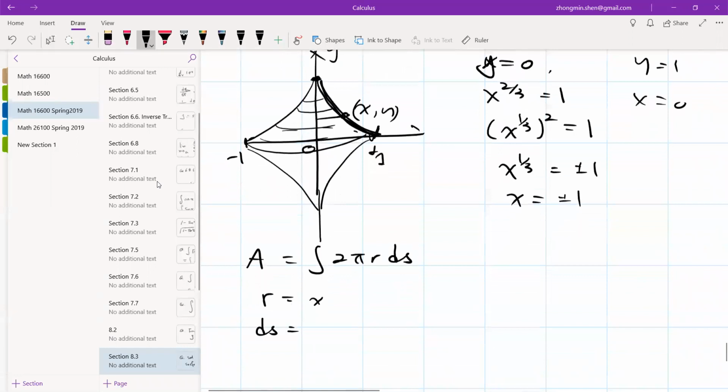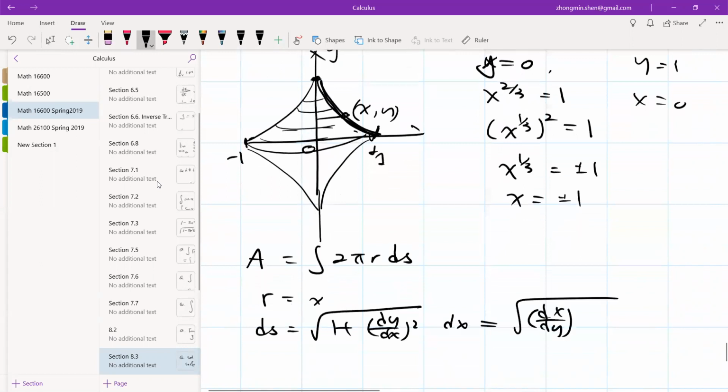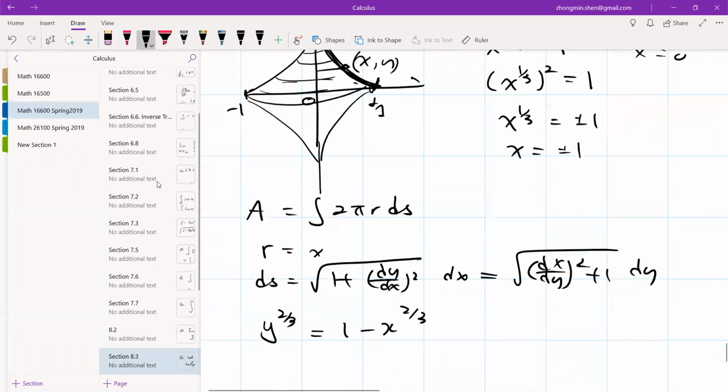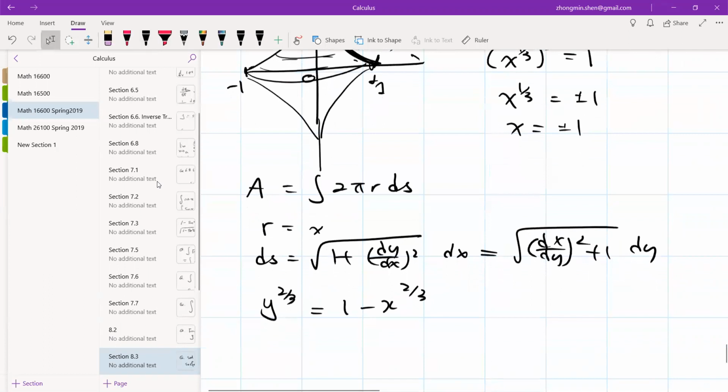So ds is going to be the square root of 1 plus (dy over dx) squared, dx. That's the traditional way to do it. Or the square root of (dx over dy) squared plus 1, dy. Now, if you want to set up the integral, I think we should use the x variable, because r is already x. But I still have to solve for y. Y to the 2/3 equals 1 minus x to the 2/3. And how do I solve it? Y is going to be positive.